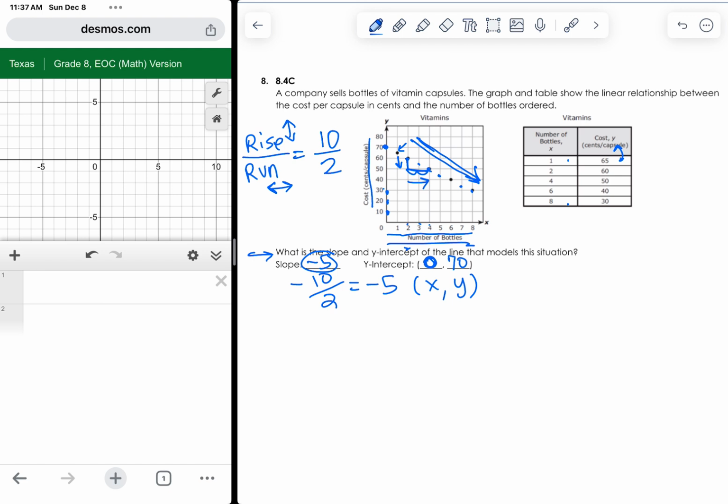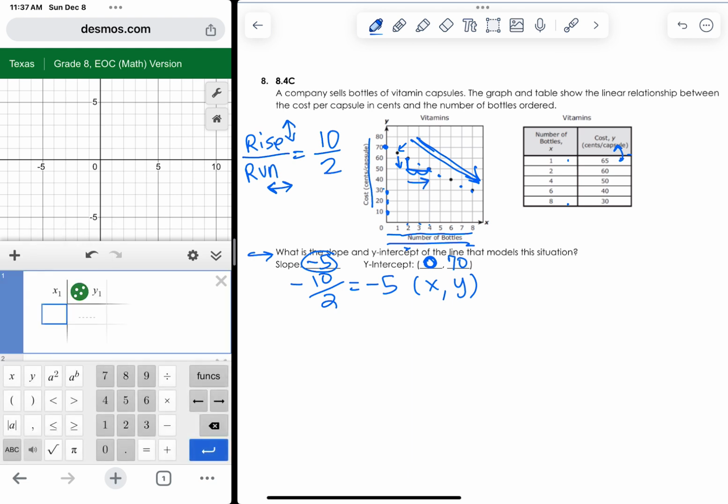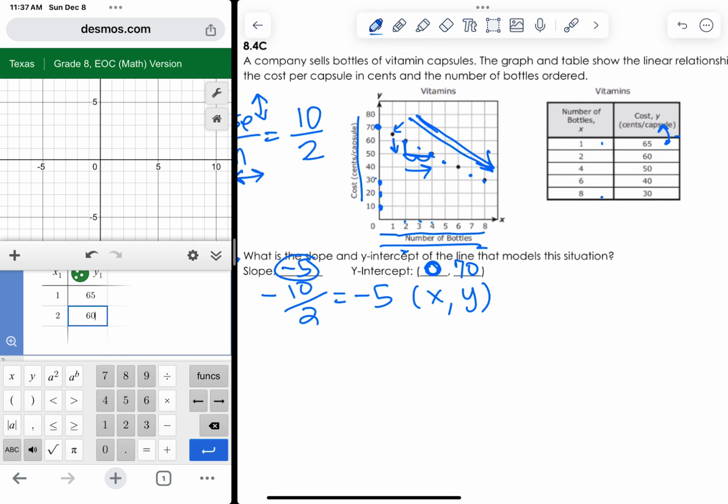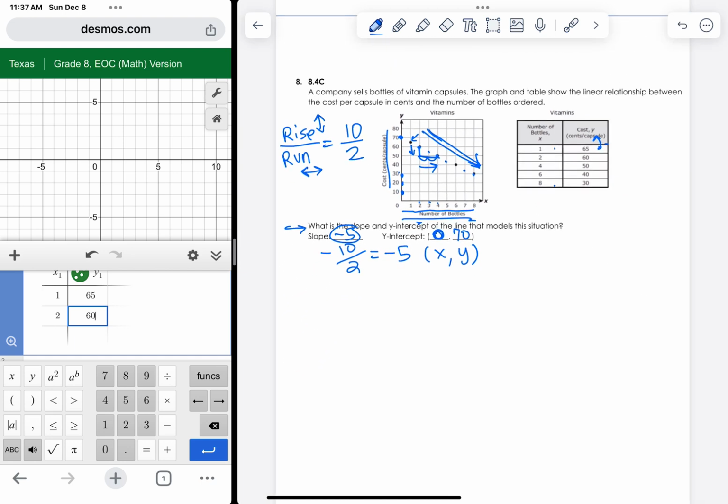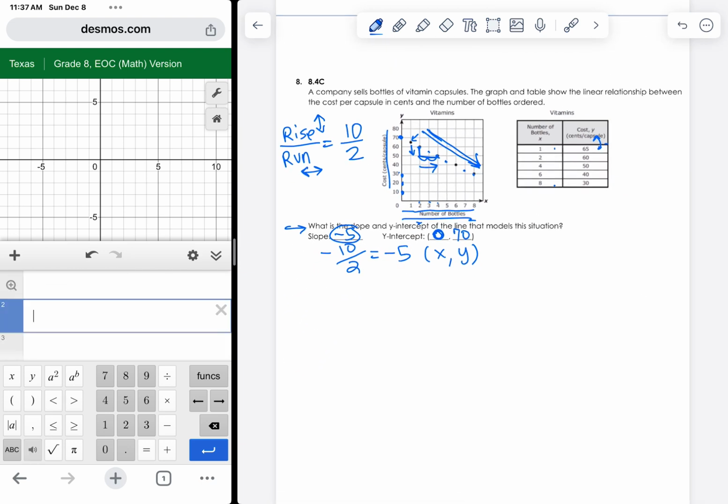Now, if you're like most students and you just want to plug this into the calculator and let it do all of the mathy math for you, I'm going to show you that as well. So let's look at this table. We're going to add a table in Desmos. I only need 2 pretty points. So let's start with these first 2 points. I've got 1 and 65, 2, 60. These are also points that were on my graph here. I could have pulled them off the graph. It just gave it to us in a table.